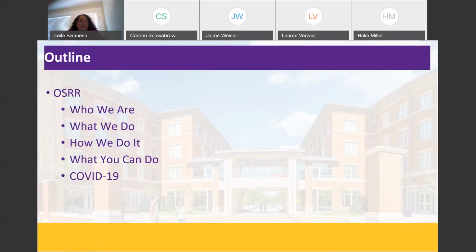So today, like I said, we're the Office of Student Rights and Responsibilities. We're going to walk through who we are, what we do, and how we do it, and what we can do, and what you can do as well. We're also going to review some new regulations related to COVID-19.